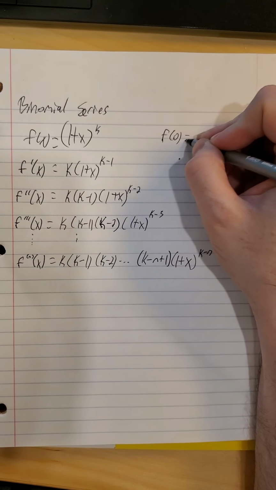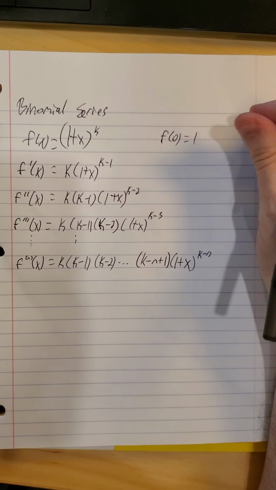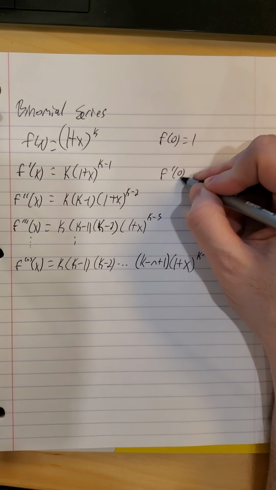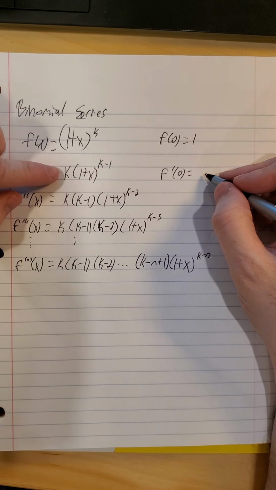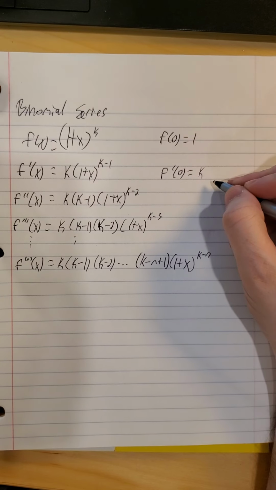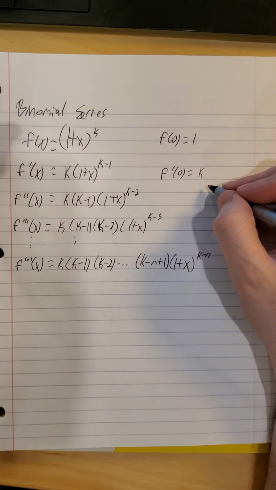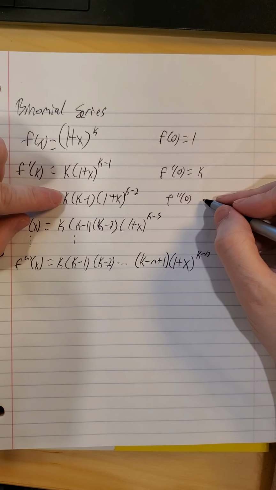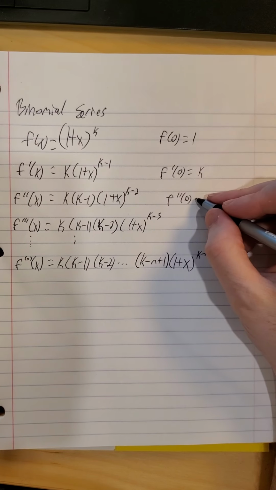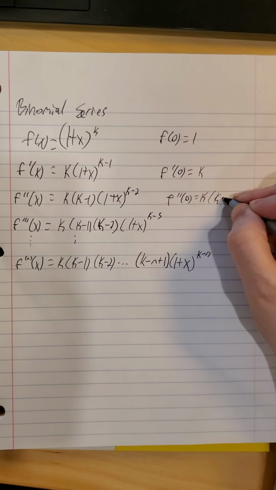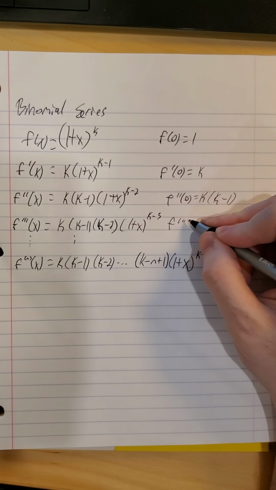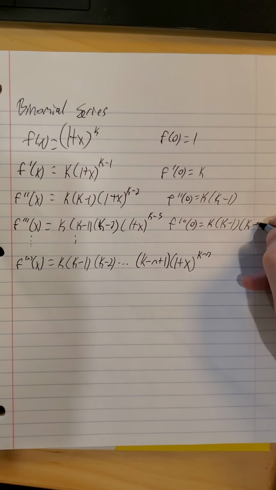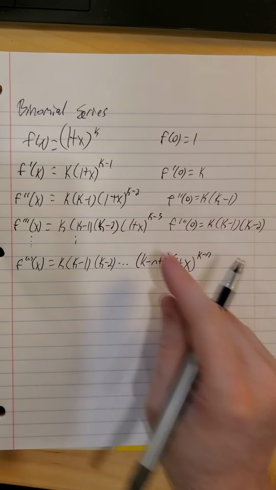So f of 0 is just 1 to the k, which is still just 1. F prime of 0 would be k. 1 to any power is still just 1. F double prime of 0 is k times k minus 1 times 1 to a power, so just k times k minus 1. F triple prime of 0, k times k minus 1 times k minus 2, and then 1 to any power is still just 1.